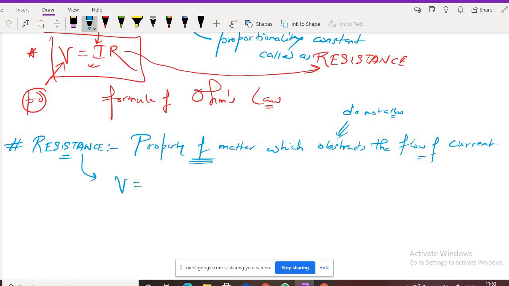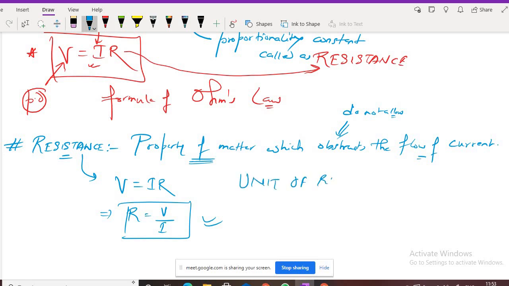You have been given V equals IR, so R is equal to V by I. Very easy. Now, sir, what will be the unit? What is the unit of resistance? Very important, my dear. Very important unit of resistance.